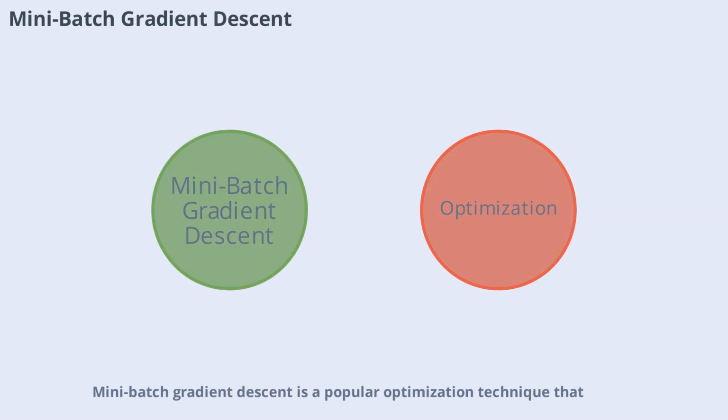Mini-batch gradient descent is a popular optimization technique that combines the benefits of batch and stochastic gradient descent. By processing small batches of data at a time, it achieves faster convergence and more stable updates, making it ideal for training large models on modern hardware like GPUs.